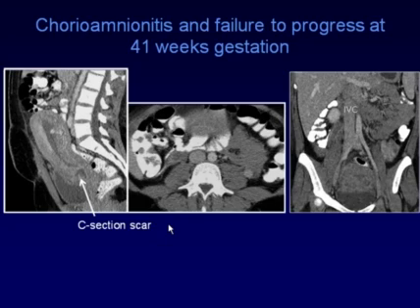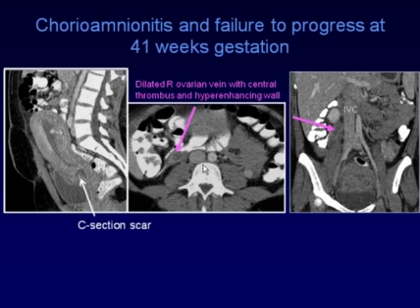This patient had a history of chorioamnionitis and failure to progress at 41 weeks gestation, requiring a cesarean section. She came with fever, and these are the CT images. In the sagittal reformat, again, you can see where the cesarean section scar is, only a small amount of hematoma in the bladder flap region. But if you notice, this is a transverse view higher up, the aorta, inferior vena cava, and this is the right ovarian vein. It's dilated, and there's a central area of hypodensity.